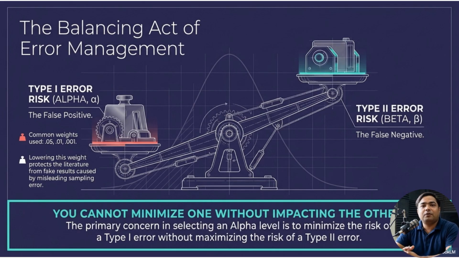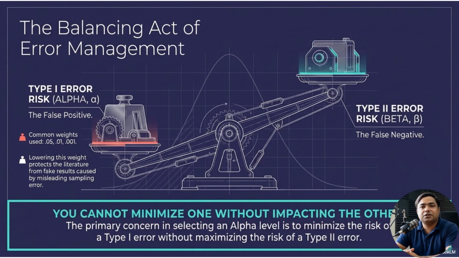When we lower alpha, we make it harder to reject the null hypothesis. For example, if we use alpha equal to 0.01 instead of 0.05, we require stronger evidence before rejecting H0. This reduces the chance of type 1 error. But there is a trade-off. When it becomes harder to reject H0, we may increase the chance of missing a real effect. That means type 2 error can increase, so we cannot simply minimize one type of error without affecting the other.